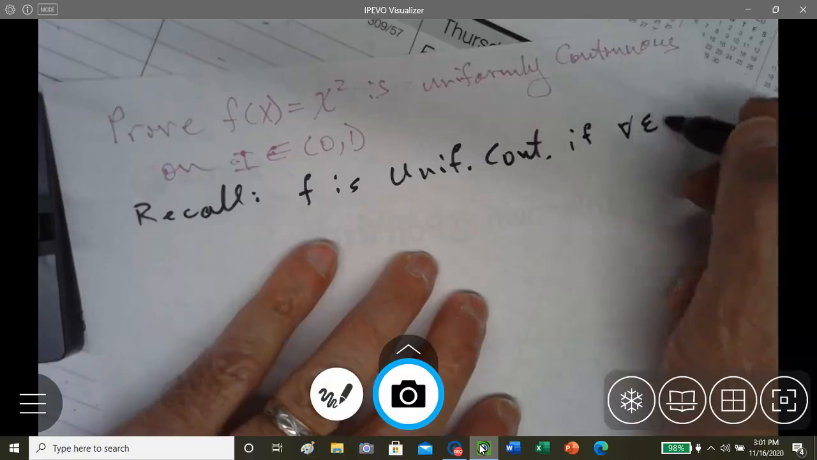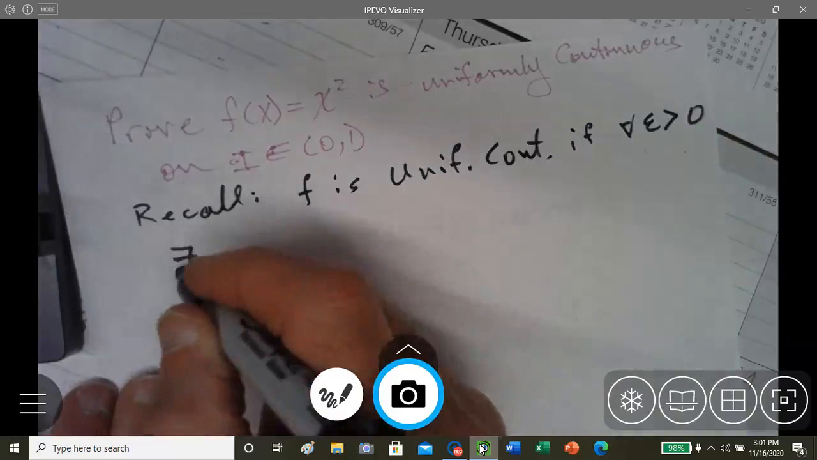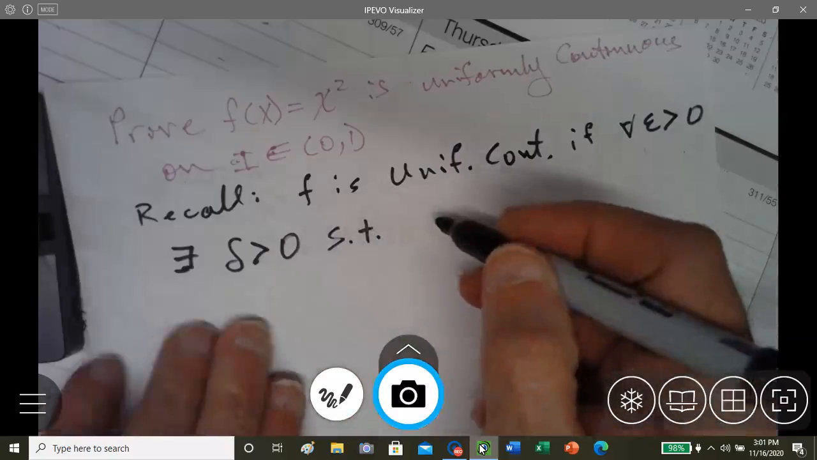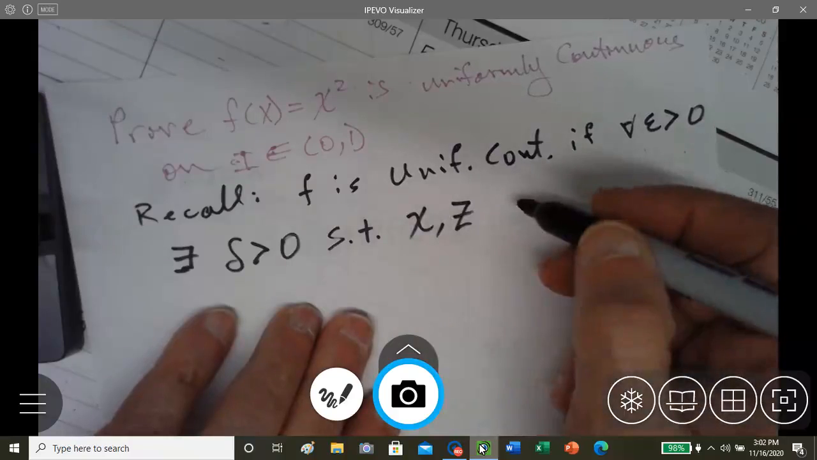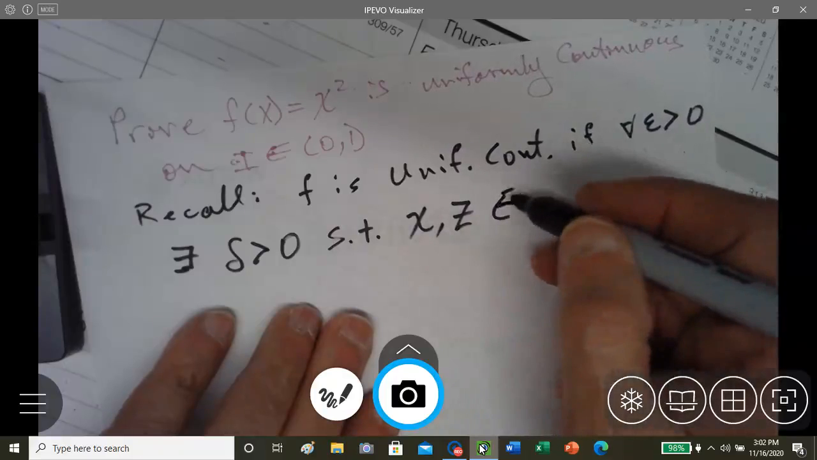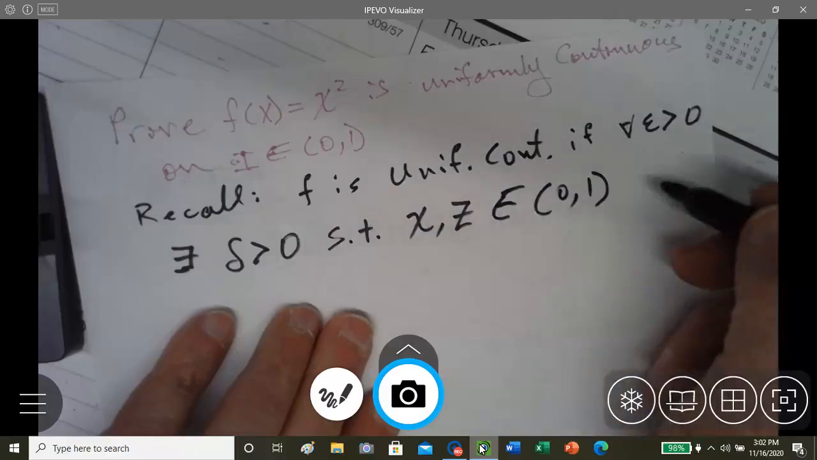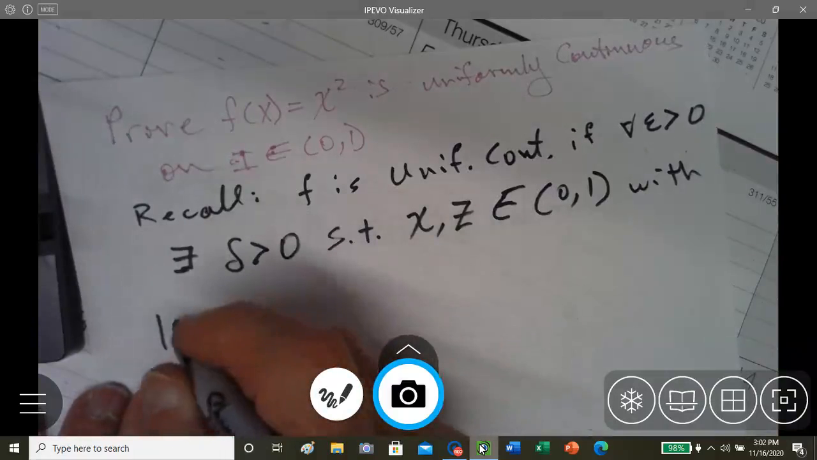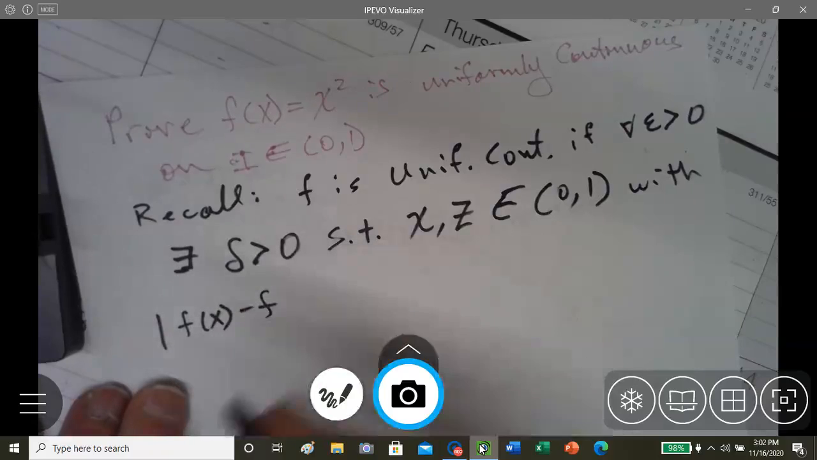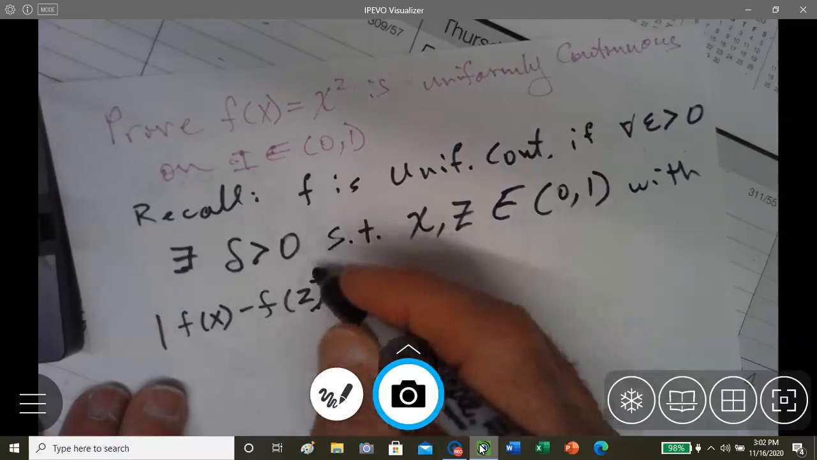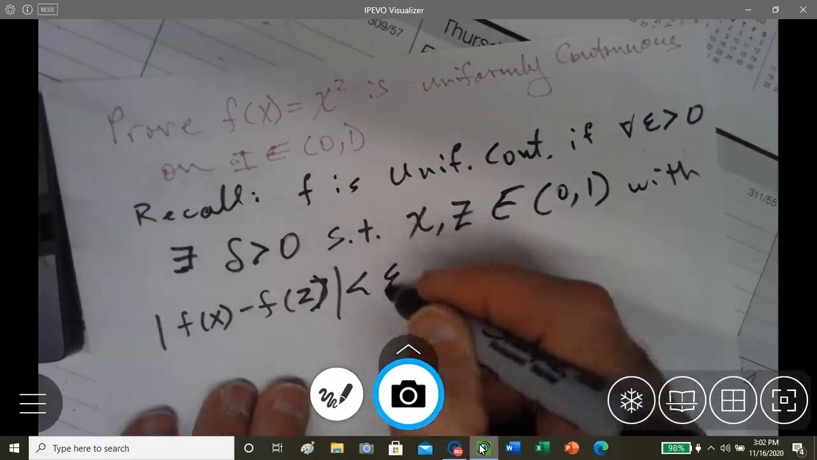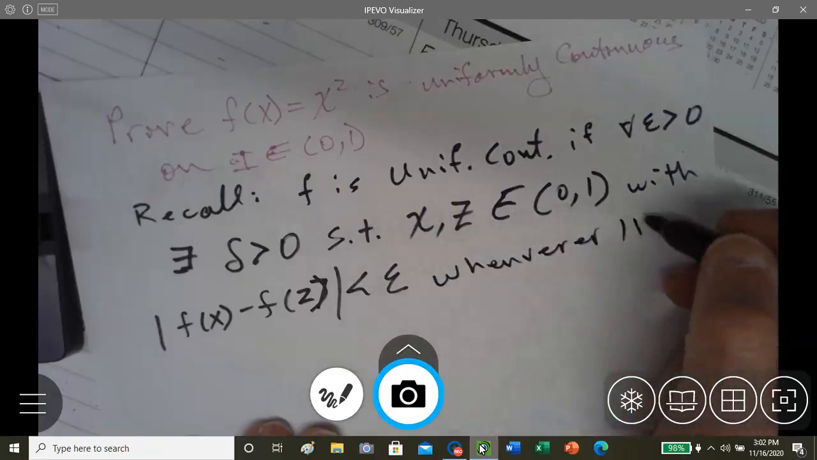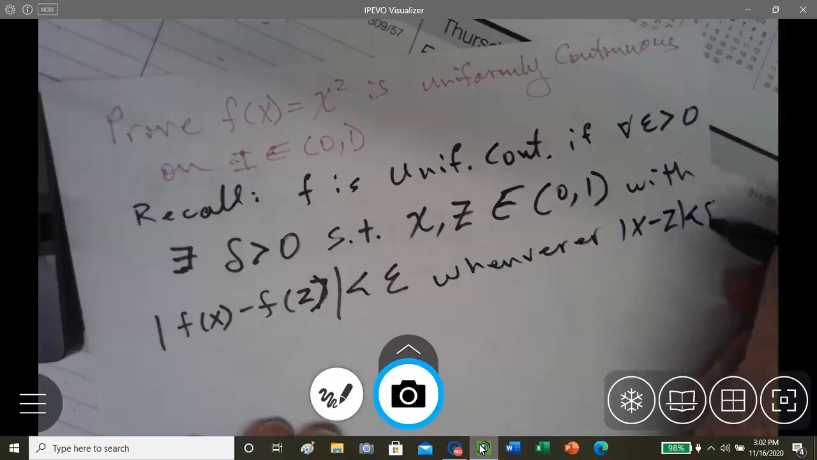for all epsilon greater than 0 there exists a delta greater than 0 such that for all x and z that are elements within the open interval 0 to 1, the absolute value of f of x minus f of z is less than epsilon whenever the absolute value of x minus z is less than delta.